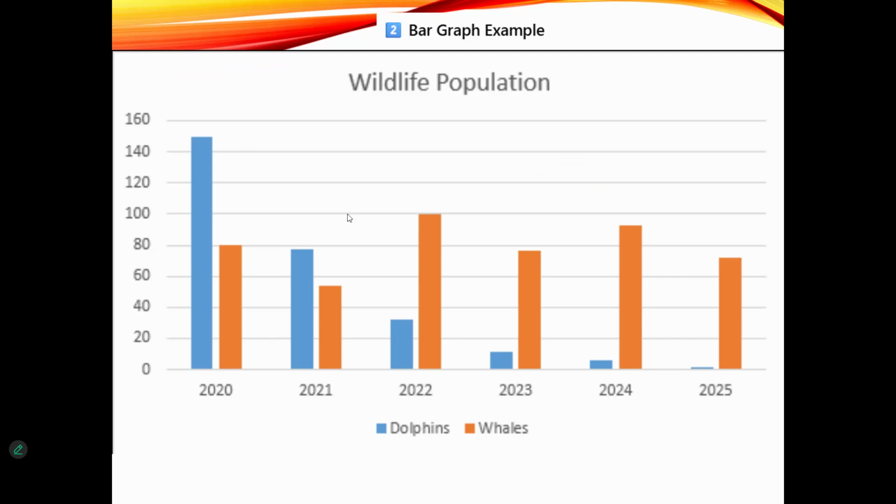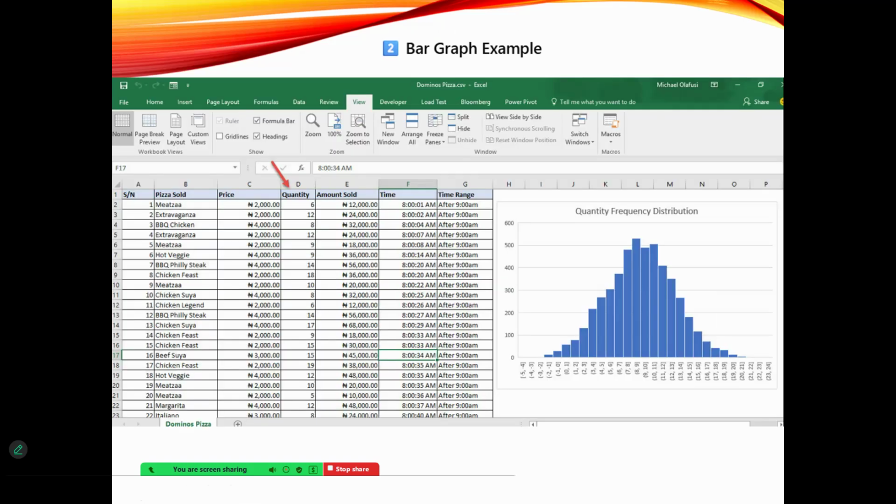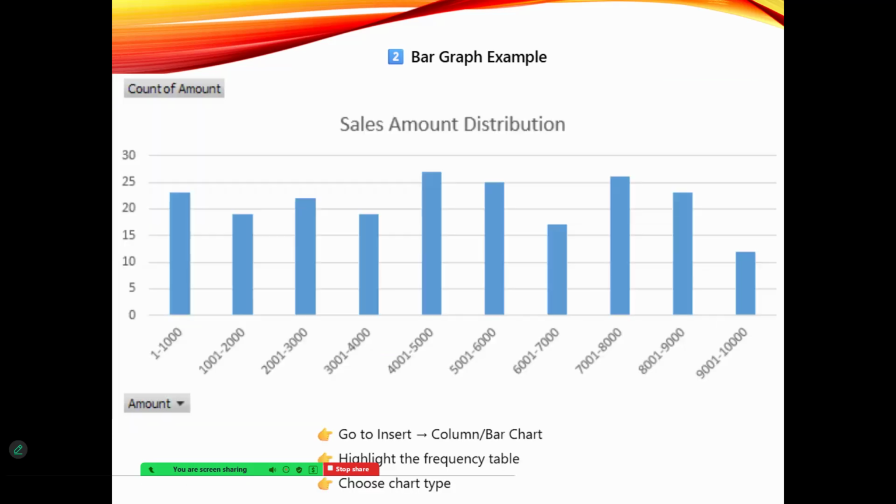As you can see, there is a comparison, with blue and orange colors to compare the dolphins and the whales. Another example: these are the pizzas sold, with the price, quantity, and amount. So this is an example of a quantity frequency graph. And another example is the sales amount distribution.